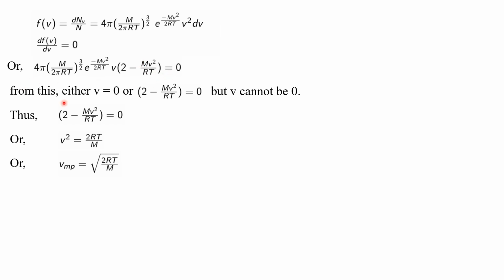So if we make it 0, either we get v equals 0 or this, but v cannot be 0. So we make 2 minus m v square by RT equals 0. So v square equals 2RT by m. So the most probable velocity is root over 2RT by m. Higher the temperature, higher will be the most probable velocity for a particular gas. At a particular temperature, higher the molar mass, lower will be the most probable velocity.